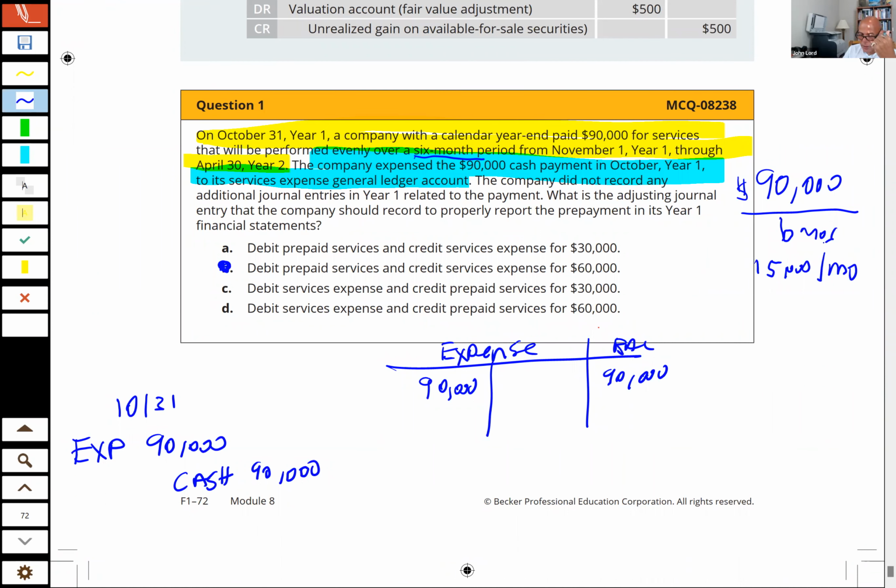So we must have 2 months here, 3 months, just count. If they bought it on October 31st, that means it went all of November, it went all of December, didn't it? All of November, all of December. Always make sure you're checking off on your hand what the months are.